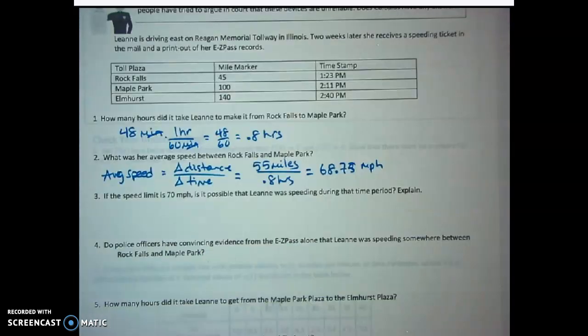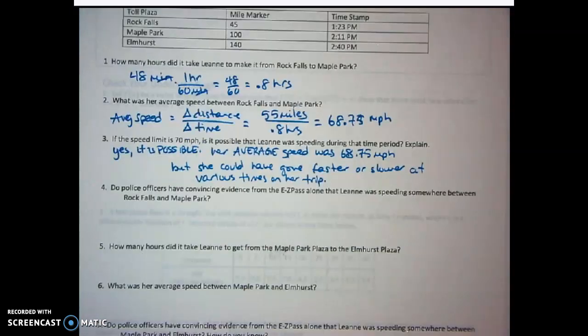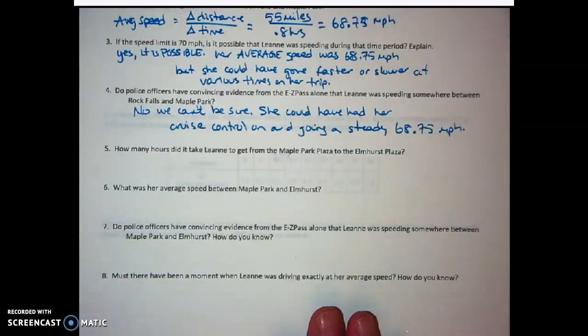So if the speed limit was 70 miles per hour, is it possible that Leanne was speeding during that time period? Well, sure, it's possible. Her average speed was only 68 miles per hour, but she could have gone faster or slower at various times on her trip. Then do the police officers have convincing evidence from the E-ZPass alone that Leanne was speeding somewhere between Rock Falls and Maple Park? Well, no, we can't be sure. She could have had her cruise control on for a constant rate the whole time. She could have been going a steady, constant 68.75 miles per hour.